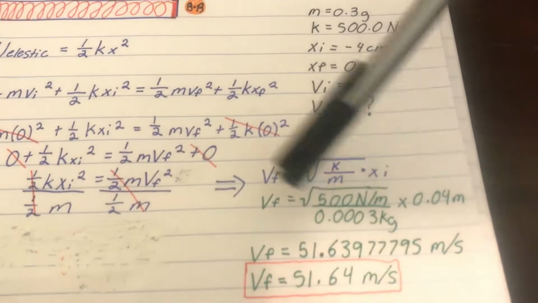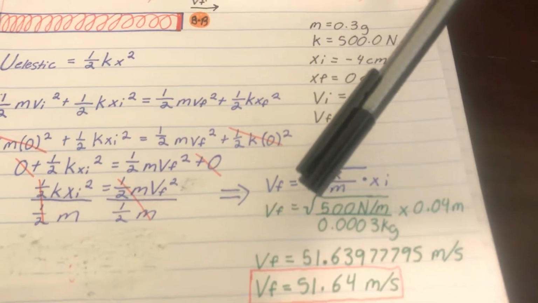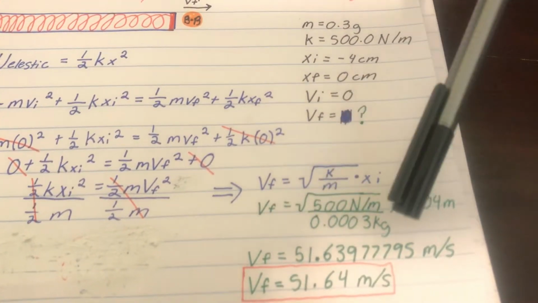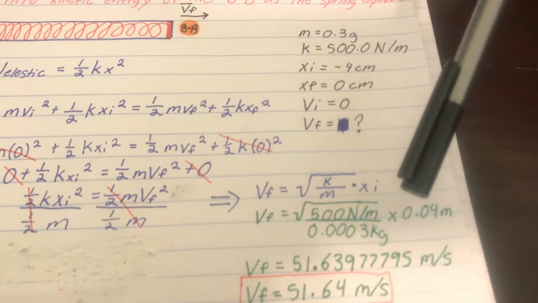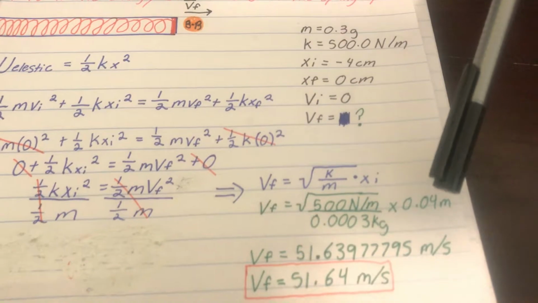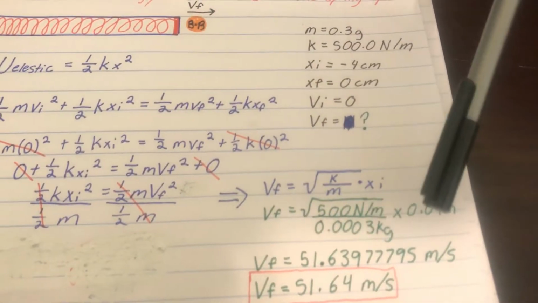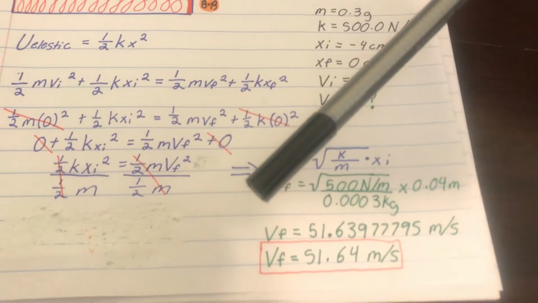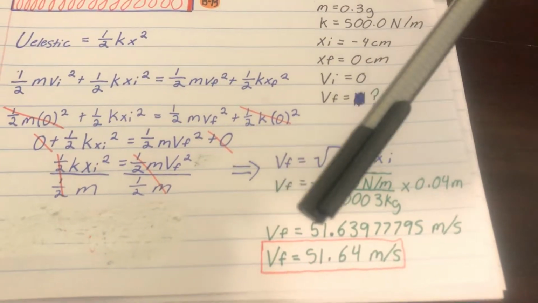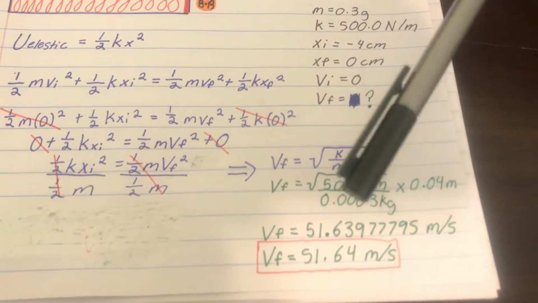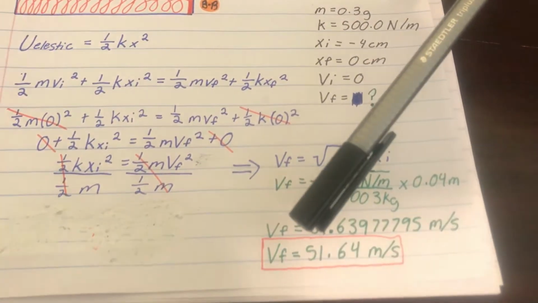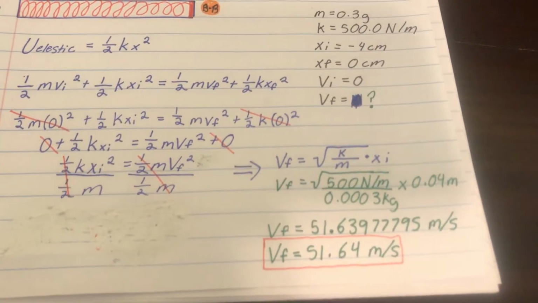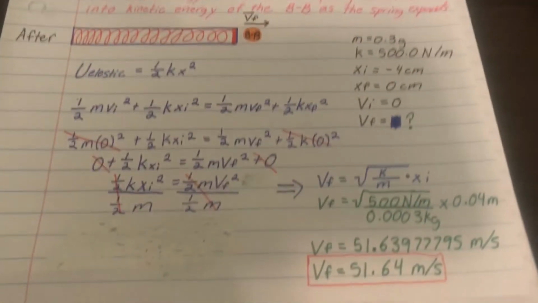And I plugged it in. The final velocity equals the square root of 500 newtons per meter divided by 0.0003 kilograms times 0.04 meters. And so I had to convert those two. And then my final velocity was 51.639777795 meters per second. And then I rounded it to 51.64 meters per second. And that is my potential energy reassessment.